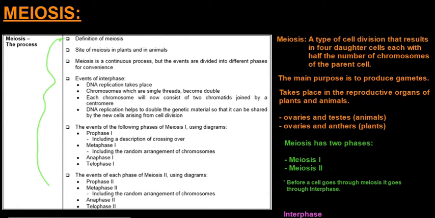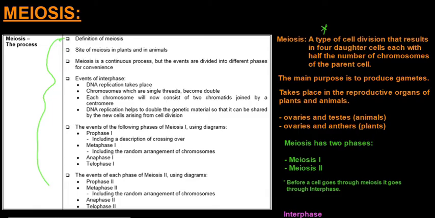Now, meiosis is a type of cell division that results in four daughter cells, each with half the number of chromosomes of the parent cell. If you recall from grade 10, you'll remember that mitosis gives rise to two daughter cells. So meiosis is basically like mitosis. It just occurs twice with a few little differences of sharing of genetic material and so forth.